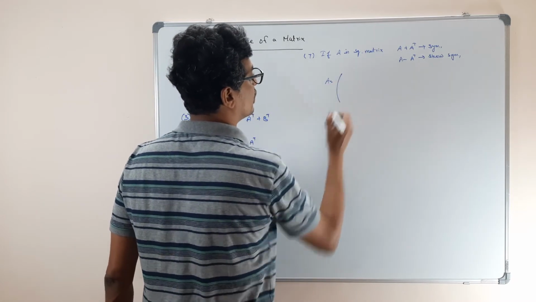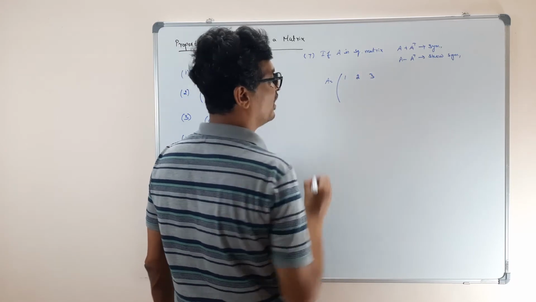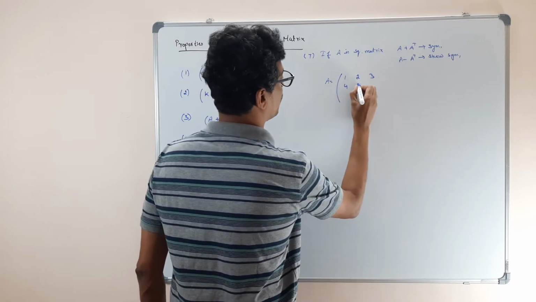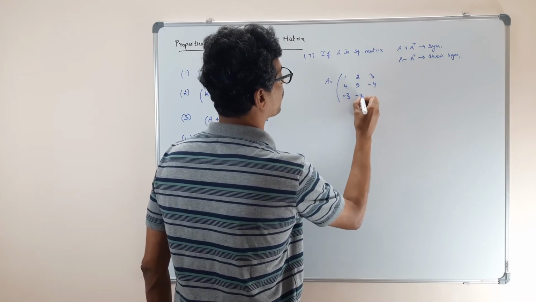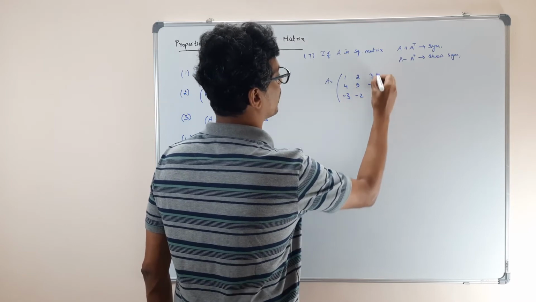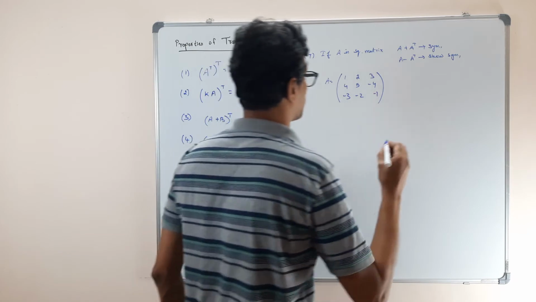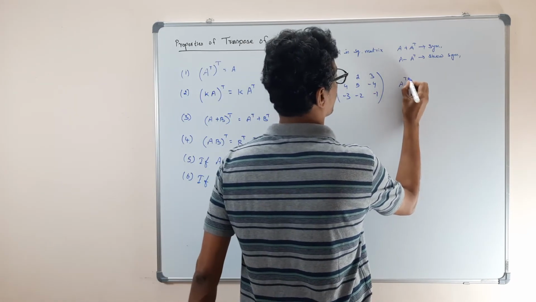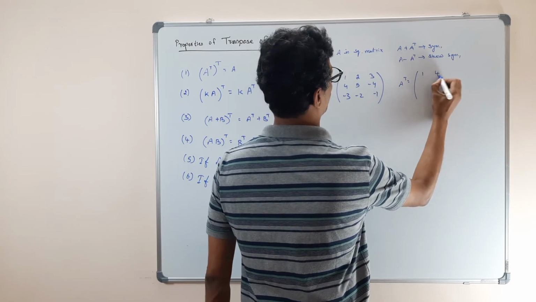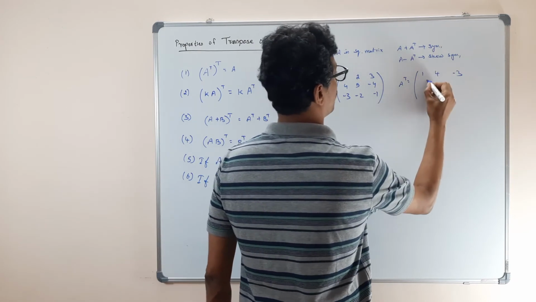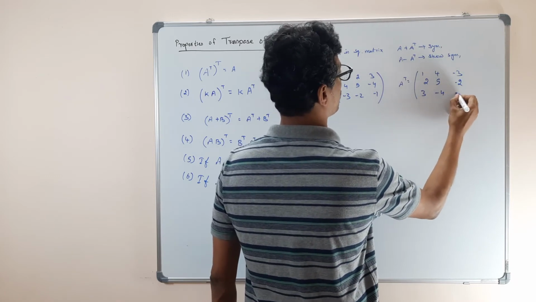1, 2, 3. 1, 2, 3. 4, 5. Let us go the negative way: minus 4, minus 3, minus 2, minus 1. So this is not at all symmetric, correct? So let us take A transpose. What is A transpose? 1, 4, minus 3, 2, 5, minus 2, 3, minus 4, minus 1.